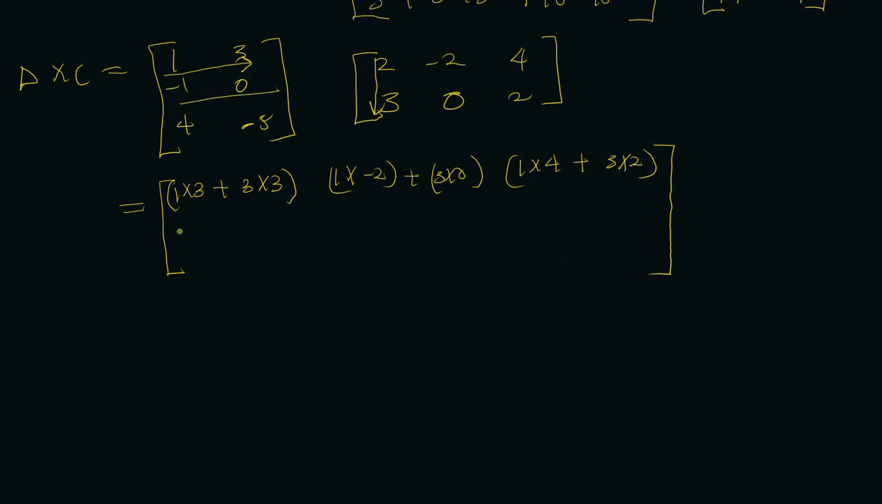This multiply this. So we have minus 1 times 2 plus what? 0 times 3. I have minus 1 times minus 2 plus what? 0 times 0. And I have minus 1 times 4 plus what? 0 times 2. So you can pause the video and do the last row yourself.